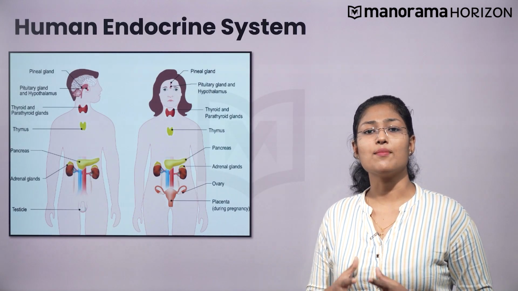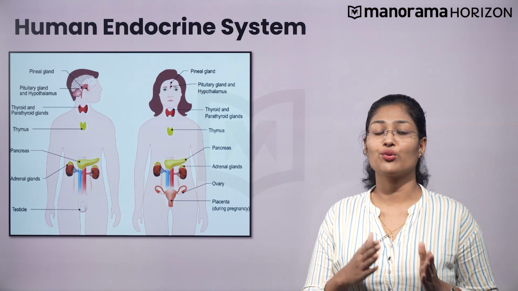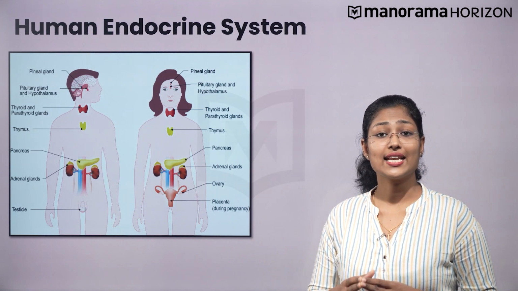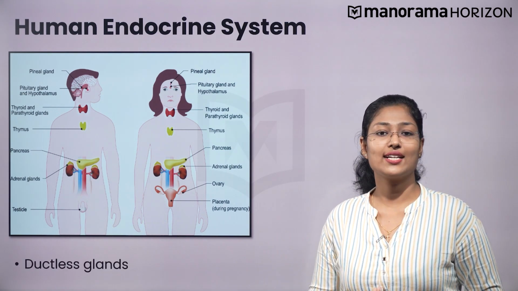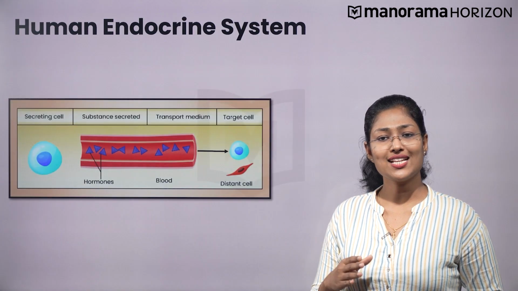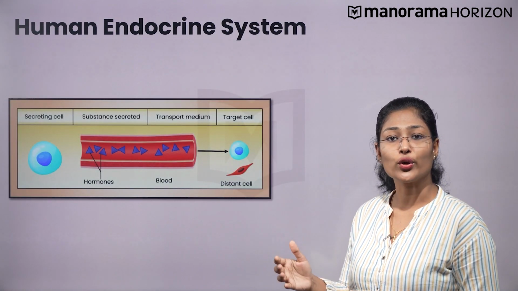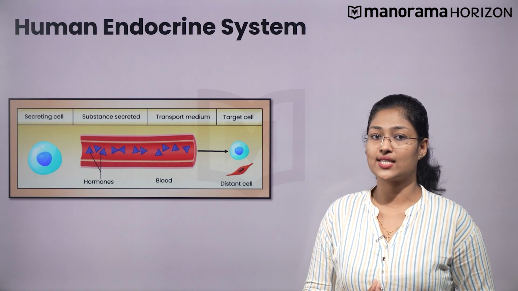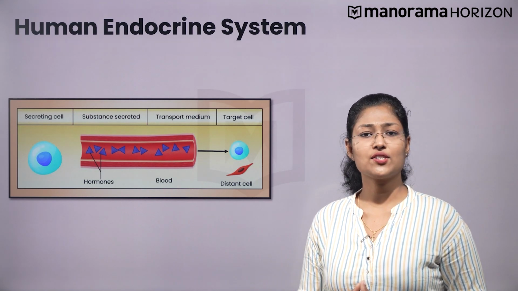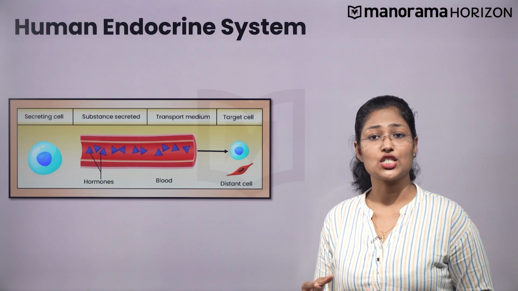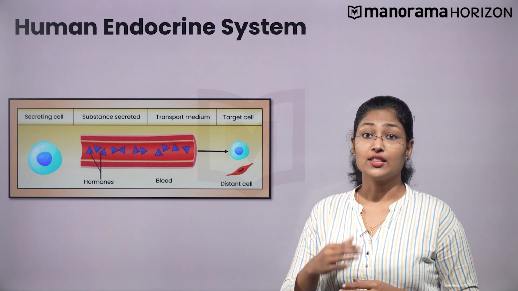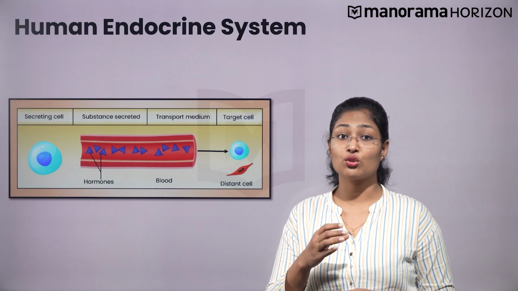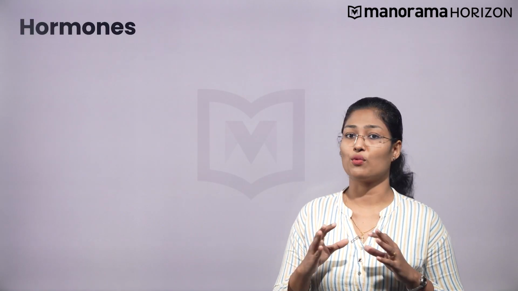The endocrine system is composed of glands called the endocrine glands. These glands do not have ducts to release their secretions. They are known as ductless glands. So, they release their products into the interstitial fluid that surrounds the secretory cells. From the interstitial fluid, the endocrine secretions diffuse into the blood capillaries and enter the bloodstream. The blood then carries this secretion throughout the body. The secretions of these endocrine glands are called hormones.